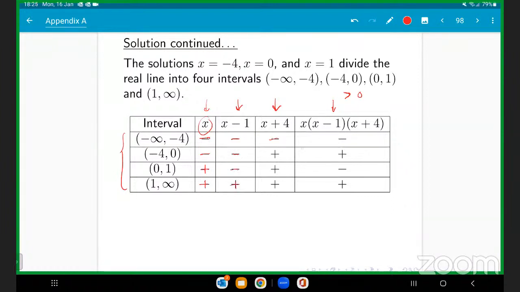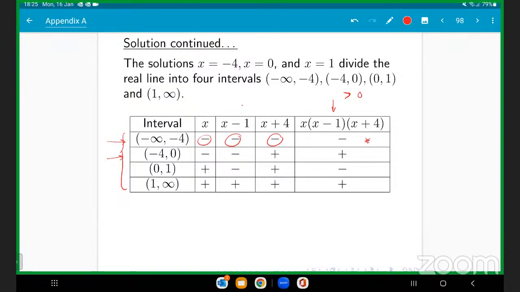We do that for the factor x plus 4 as well. And to get our signs in the last column, we multiply the rows out horizontally. So for the first entry here, it will be a negative times a negative, which is a positive, times a negative is a negative. So that's correct.